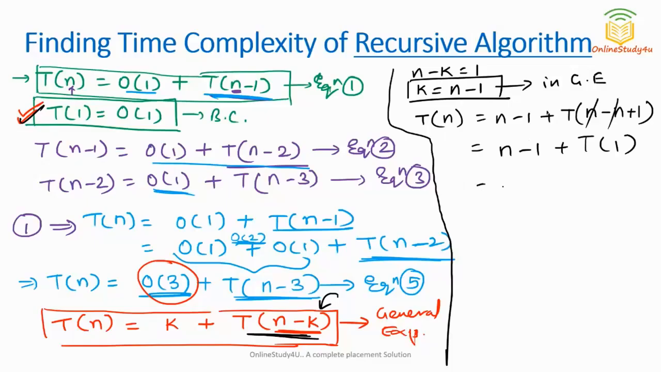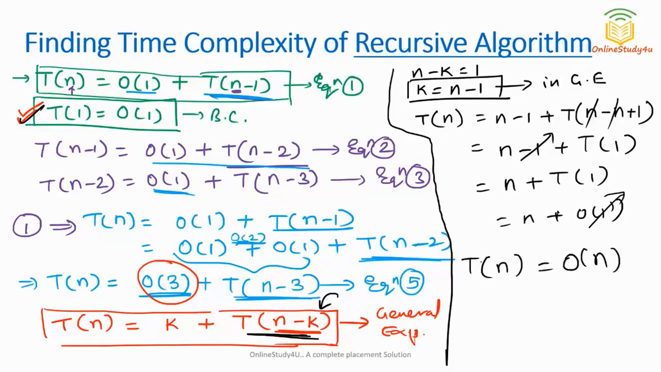So it is nothing but n. This 1 we can ignore in terms of n, because it is a constant. So n plus T of 1, and T of 1 is nothing but big O of 1. This also we can ignore. So lastly T of n is nothing but big O of n, which is the time complexity of this algorithm.